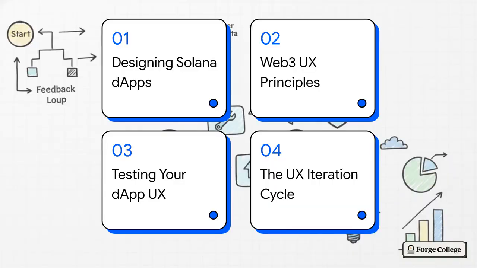So, here is our roadmap for today. We're taking a zoom-in approach. First, we start broad with designing Solana dApps. Then, we zoom in a bit to Web3 UX design principles. Next, testing your dApp UX. And finally, we zoom right down to the most granular level, the UX iteration cycle.